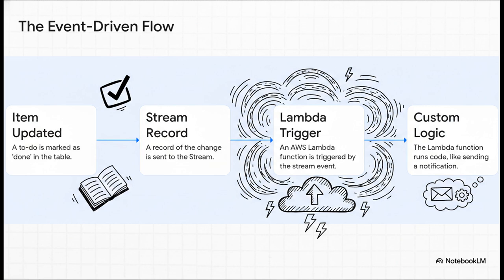We can connect that stream directly to an AWS Lambda function. So a user updates a to-do to done true, bam, that change hits the stream, which instantly triggers our Lambda function. That function gets all the data about the change, and then it can run whatever logic we want, like calling an email service. This decouples our application and lets us build these incredibly powerful event-driven workflows. This is how you build truly modern, scalable systems.